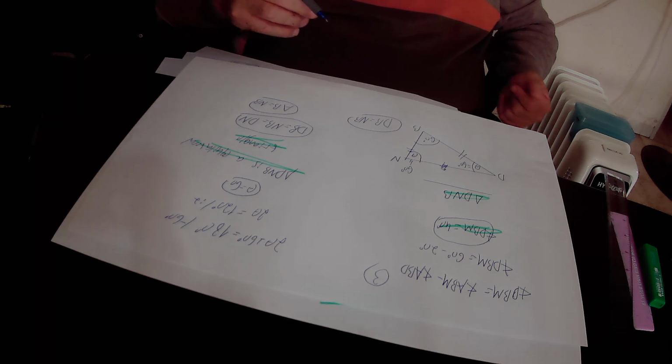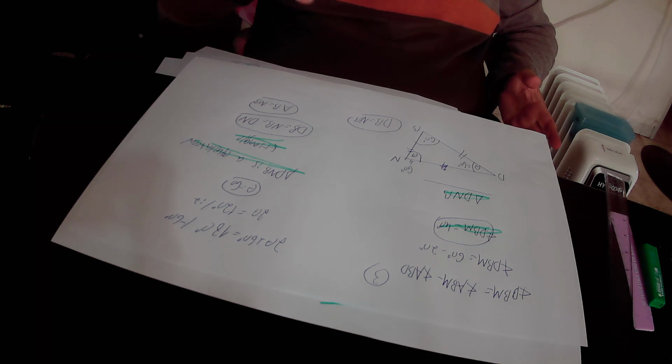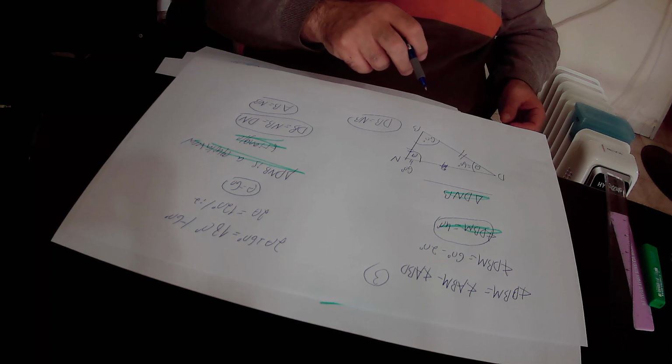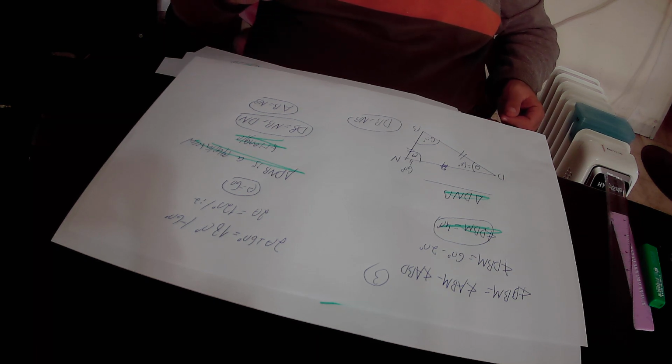And because all the angles inside triangle DNB are equal to 60 degrees, it means triangle DNB is an equilateral triangle. And we know that in any equilateral triangle, all the sides are equal to each other, of course, so DB equals BN equals DN.